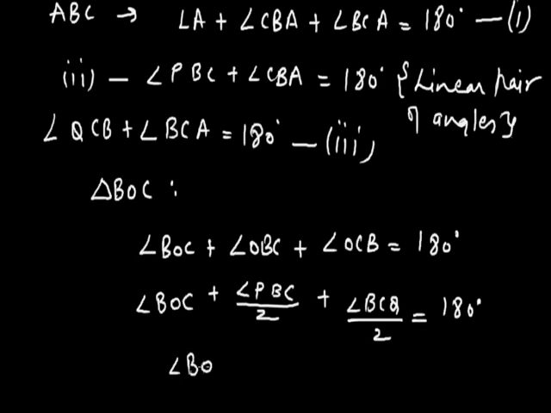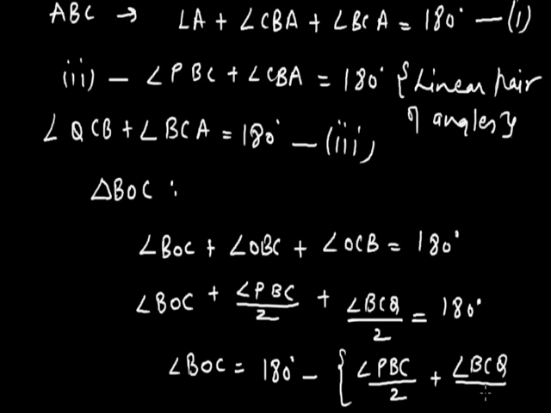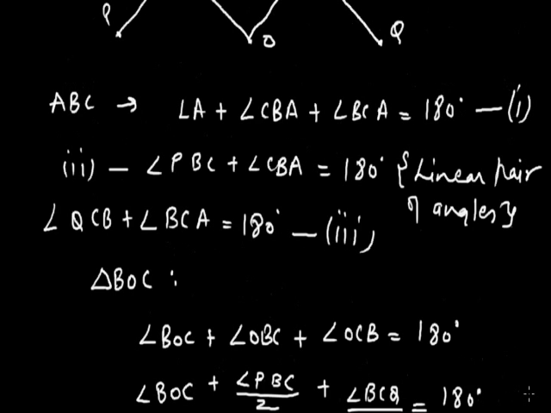So angle BOC is equal to 180 minus, taking these two terms, the half of the exterior angle B and C, on the right hand side of the equation, I'll get 180 degrees minus angle PBC divided by 2 plus angle BCQ divided by 2. Now I will try to find out the value of half of angle PBC and half of angle BCQ from the above three equations.